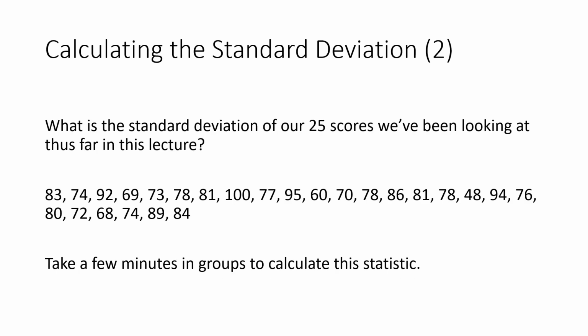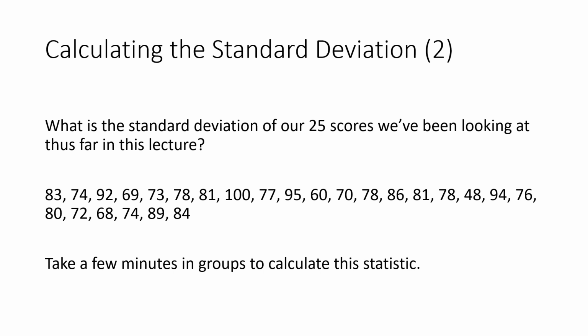Okay, so what I would like you to do now is to pause this lecture and calculate the standard deviation by hand for the 25 scores that we've been looking at thus far in the lecture. So I've repeated the 25 scores here. Remember, we've already calculated the range, which was 52. This was based on a low score of 48 and a high score of 100.